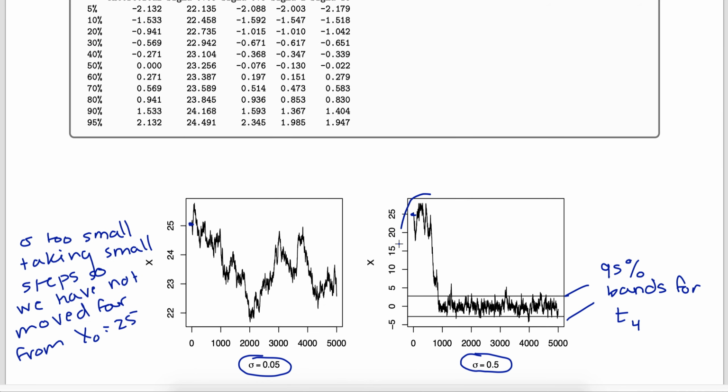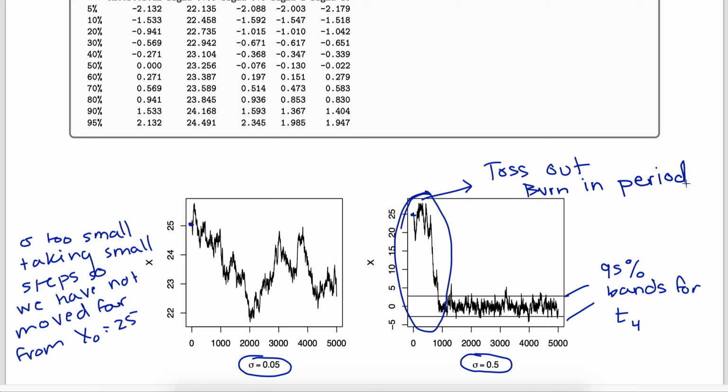So for example, this section, if you want to do anything with your samples, you want to toss out this part. Toss out burn-in period, where you're still waiting to converge to that stationary distribution. So remove those, and then you've got your samples from your stationary or target distribution that you can do inference with, or whatever your goal is.